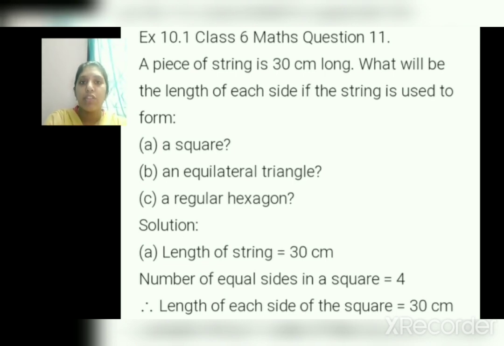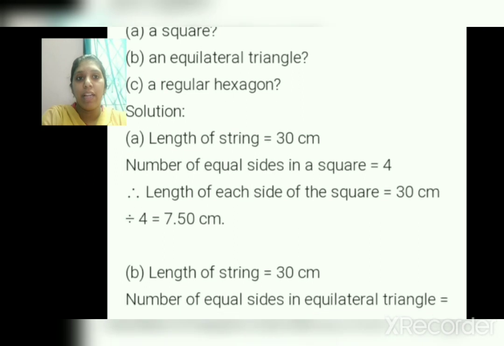Now square, we know, first subdivision is square. So square we know there are 4 sides. Using that 30 centimeter long string, they are forming a square. Now we have to find the length of each side, the string used for one side. Clear? So how can we find? Let us look into the solution.